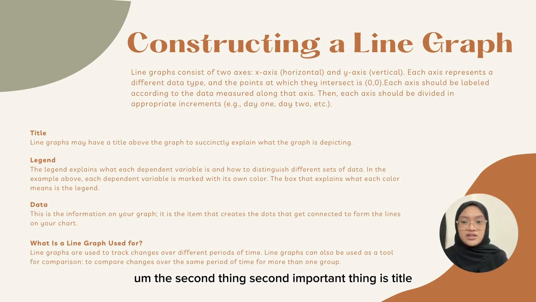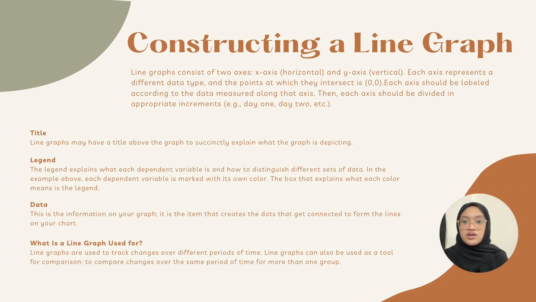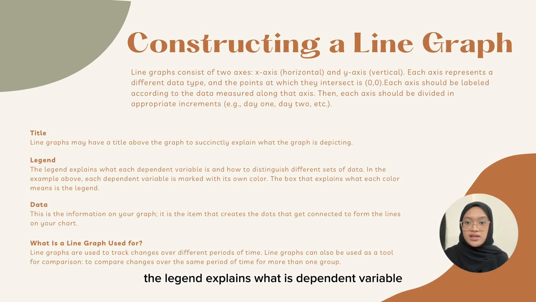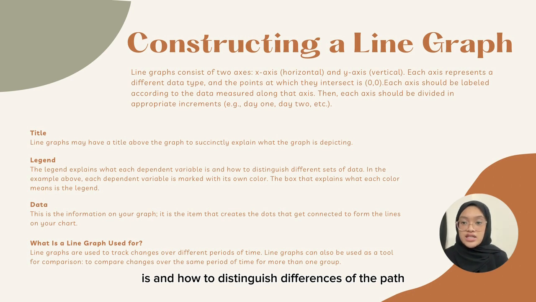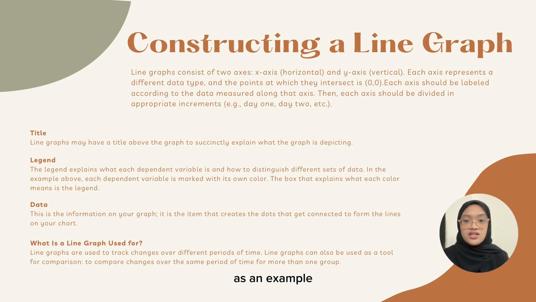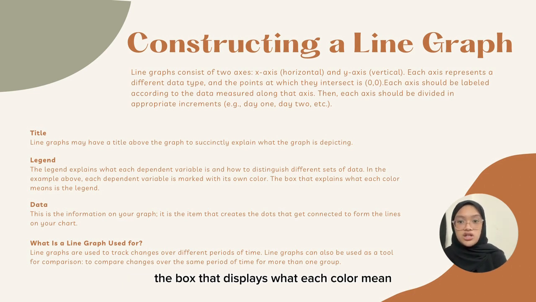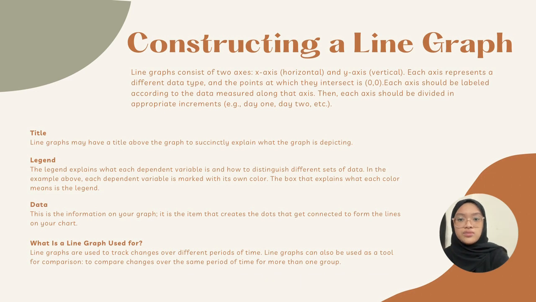The second important thing is the title. A line graph may have a title above the graph to explain what the graph is about. The third one is the legend. The legend explains what each dependent variable is and how to distinguish different sets of data. As an example, each dependent variable is marked with its own color. The box that explains what each color means is the legend.